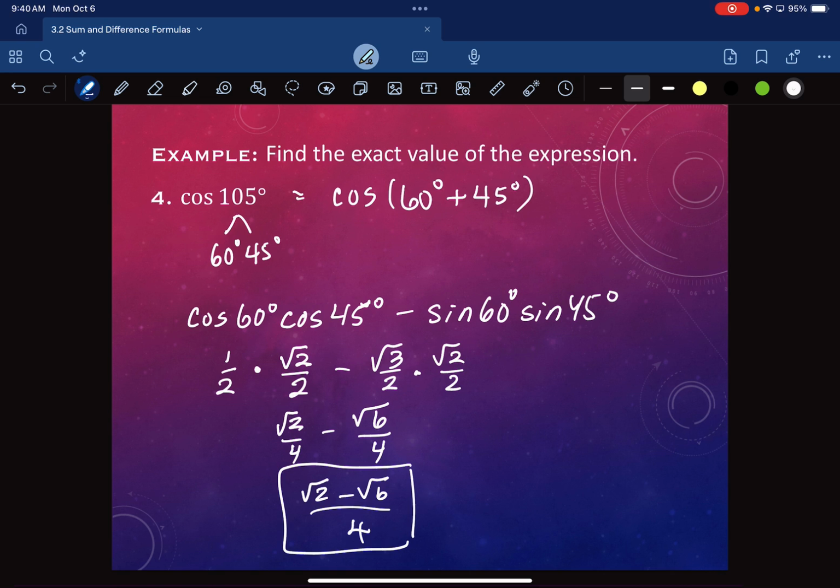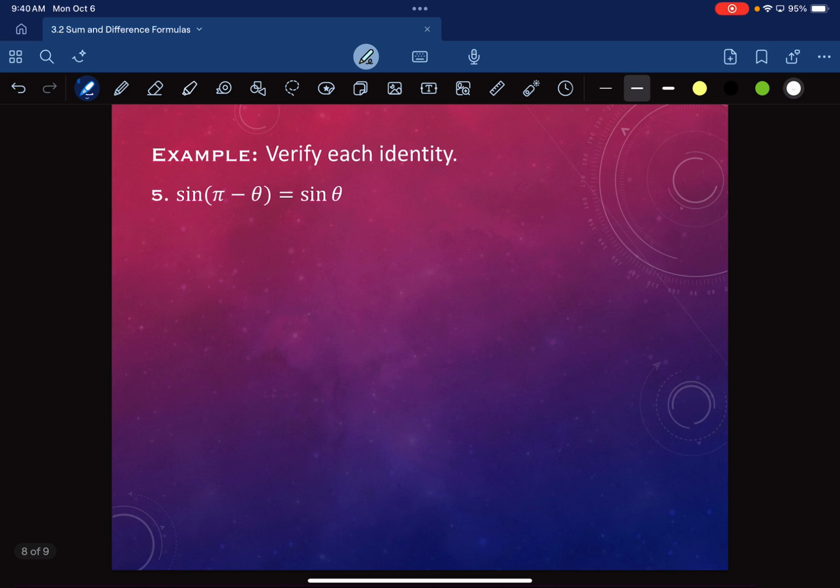Okay, do you feel like you have a pretty good feel for the ones that give you values, angle measures involved? Okay, we have two other problems. The two other problems are going to be like we did last time. They're going to be taking an identity and verifying that it works.